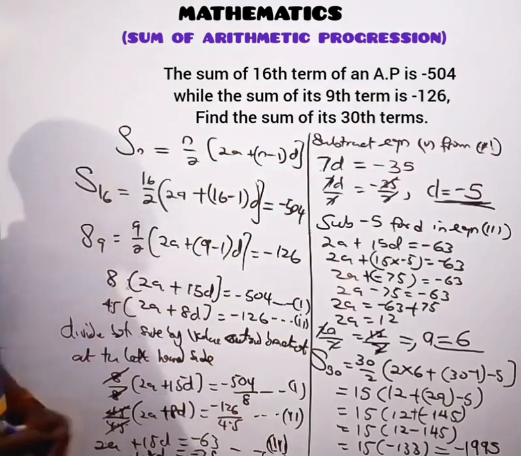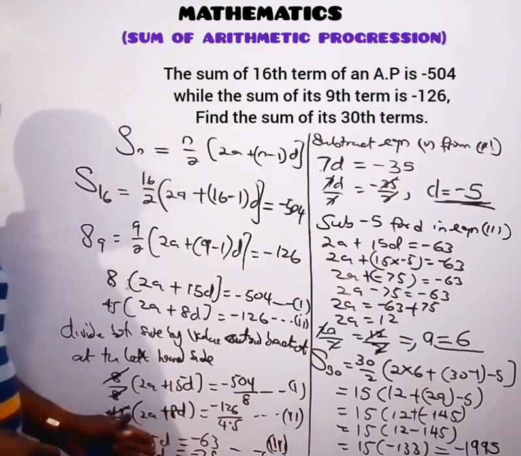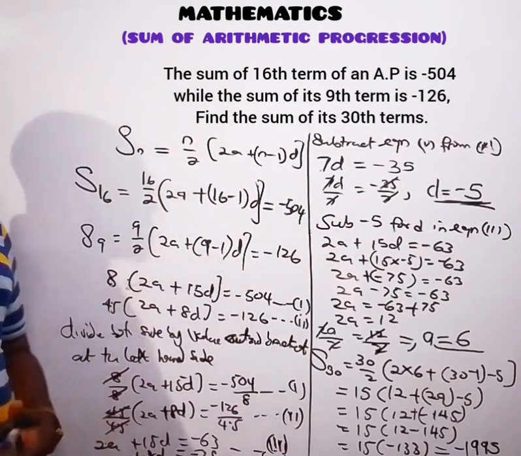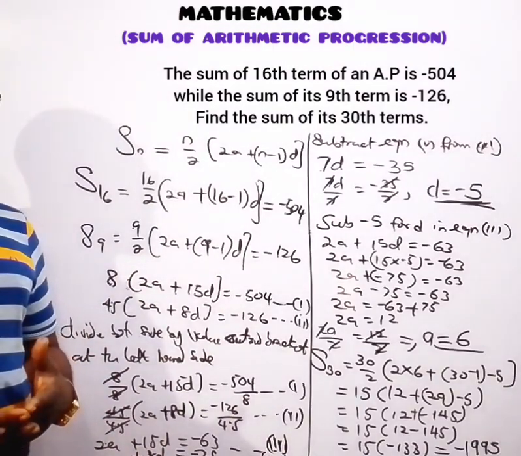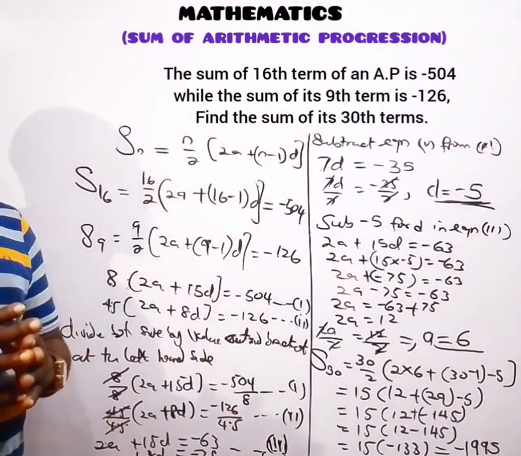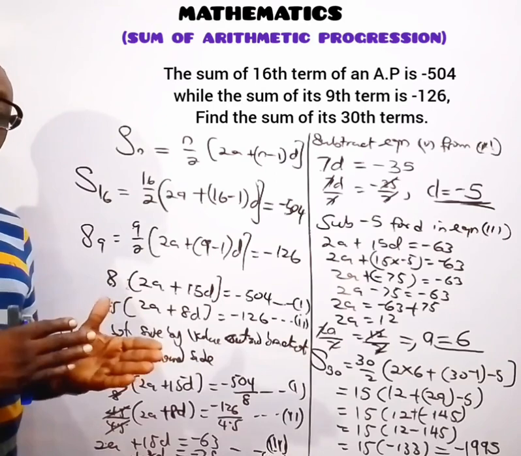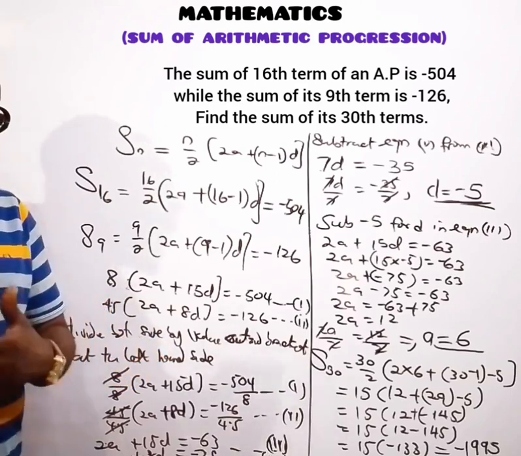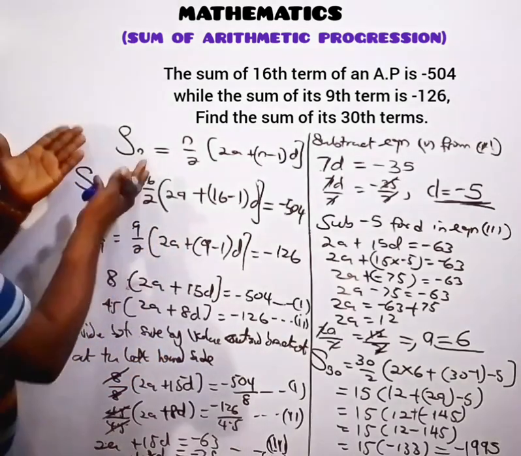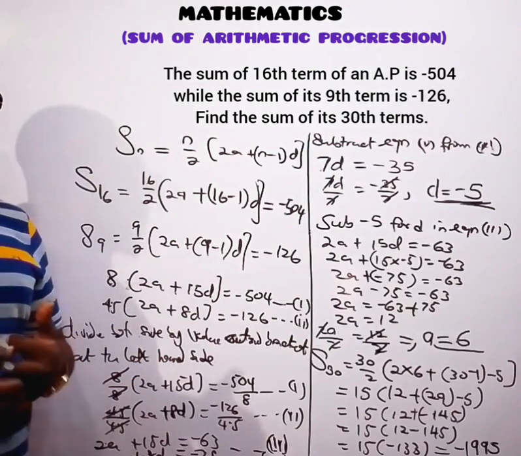So these are the steps you are going to take in solving a question like this. It can lead to simultaneous equations, depending on the way the question is given to you. Just use the question given to you and transform it into the form of equations like this.